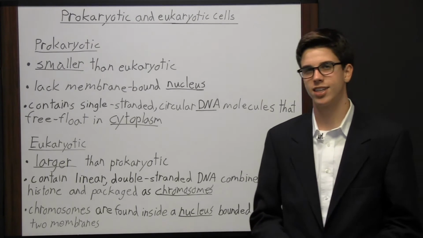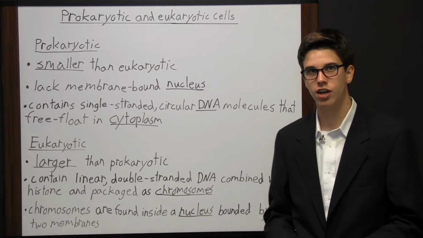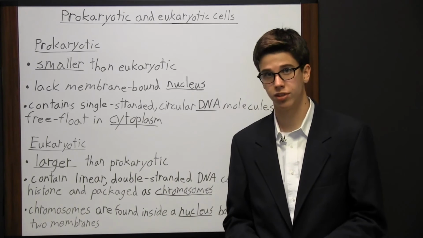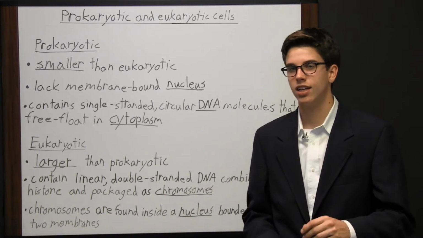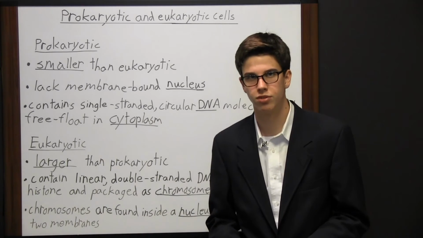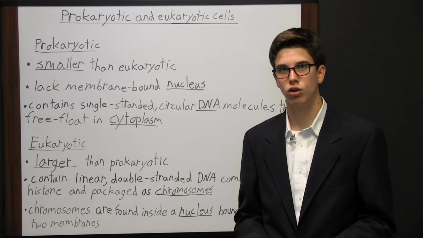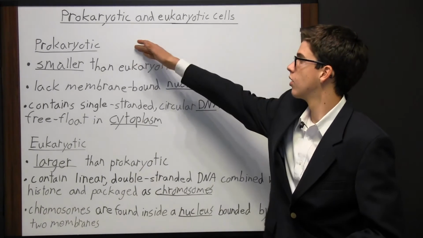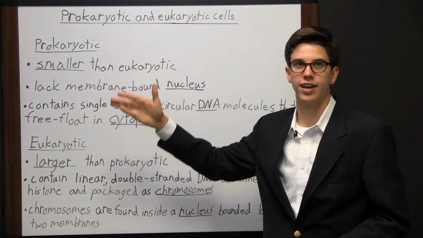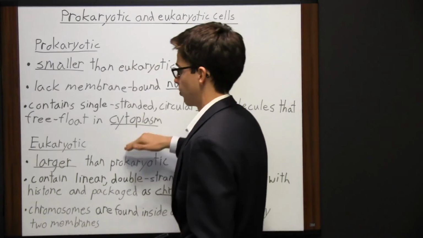Now, eukaryotic cells contain a variety of other membrane-bound organelles, such as mitochondria, chloroplasts, endoplasmic reticula, Golgi bodies, lysosomes, and vacuoles. Now, eukaryotic ribosomes are larger and more complex than those found in prokaryotes. Now, you may be wondering, where do you find prokaryotic cells and where do you find eukaryotic cells?